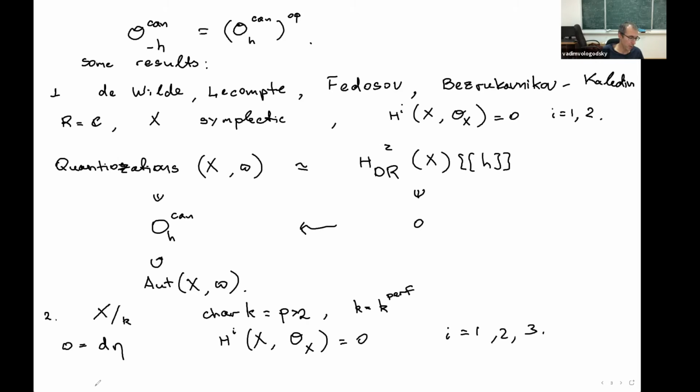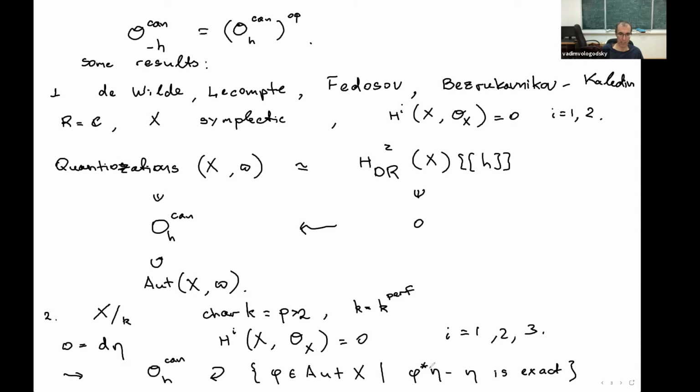And then again, they construct a canonical quantization, and it's canonical in the sense that a certain group, namely the group of automorphisms phi of the symplectic variety X, with the property that phi upper star of eta minus eta. Well, it's not 0, but I require it to be exact. Right? So in particular, it means that omega is preserved under phi, but that's a stronger condition. And this group acts on this canonical quantization.